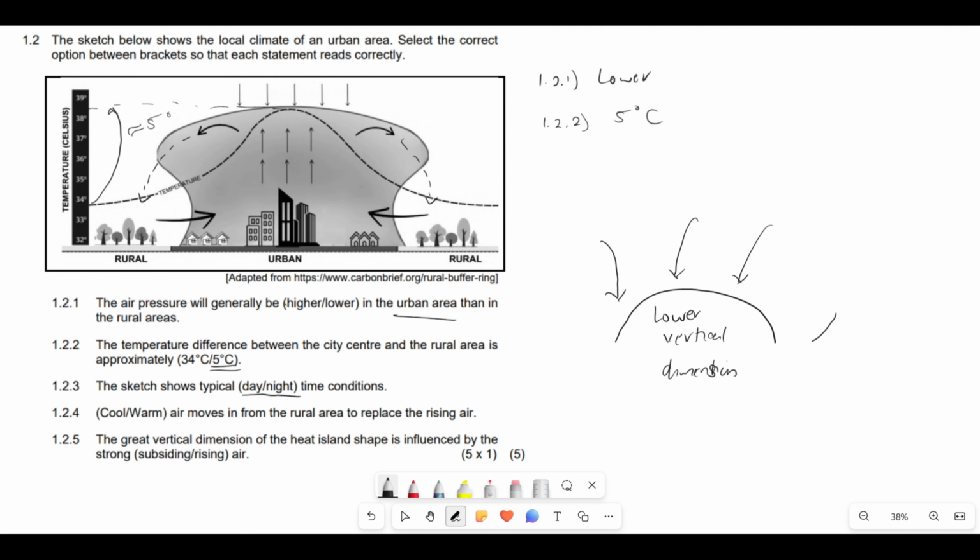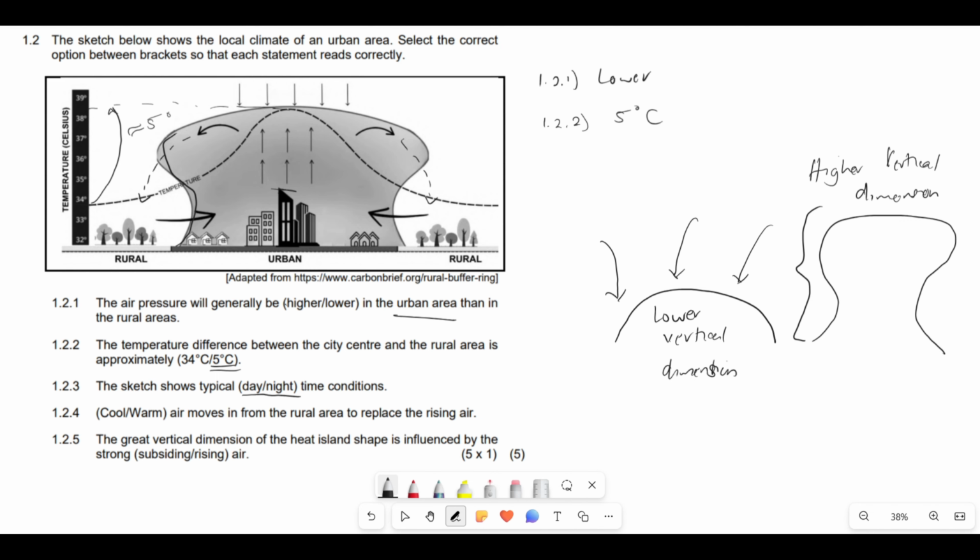And then in daytime it'll form what some textbooks say is a mushroom shape, but essentially what that means is that it has a higher vertical dimension, right? So if we were to look at this specific diagram here, we see this sort of mushroom shape, okay, and we see that it has a bit higher vertical dimension, right?